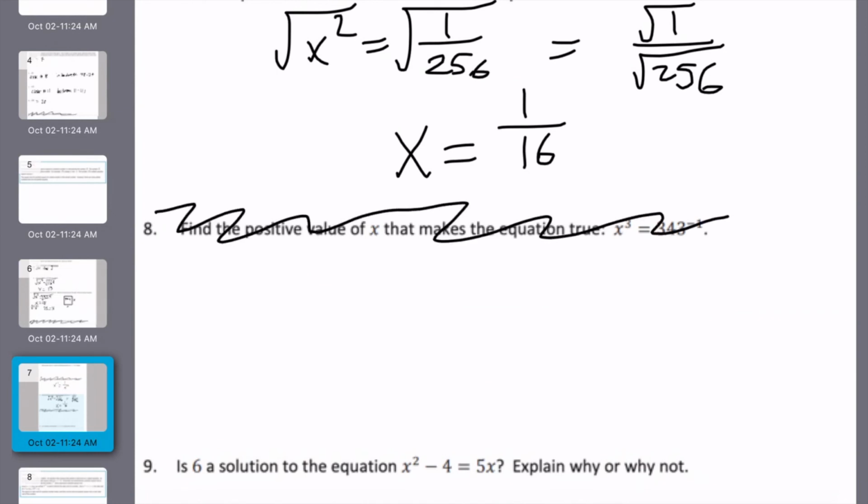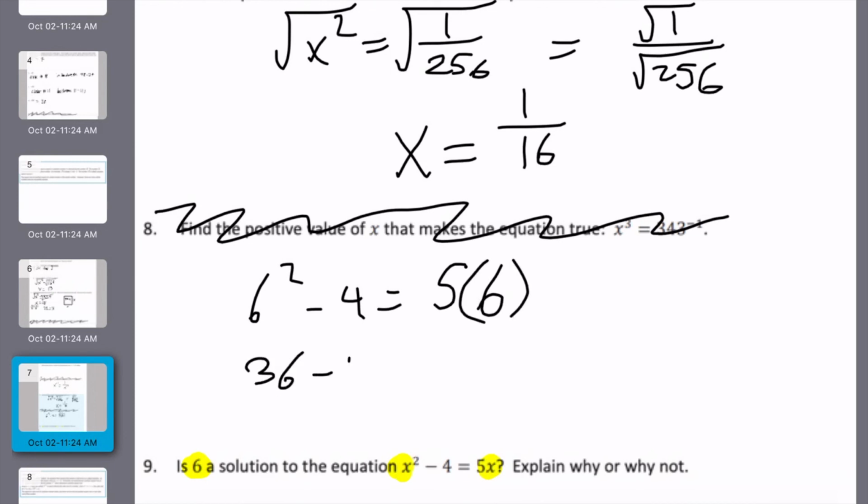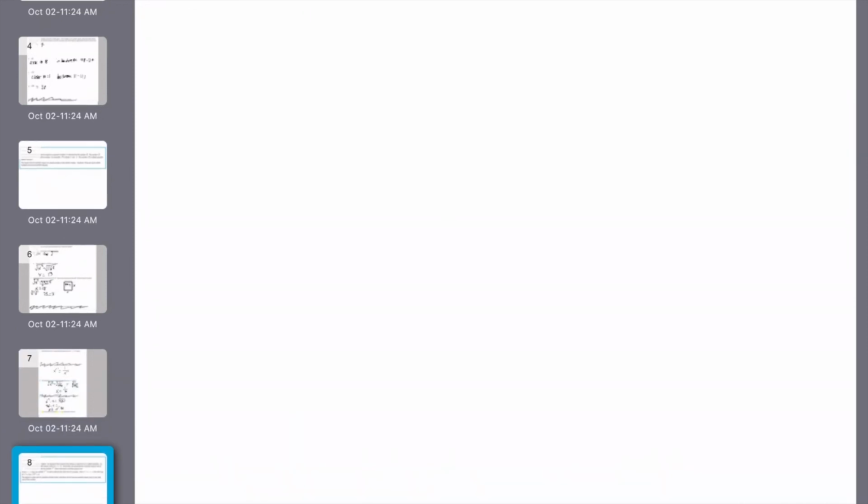Is 6 a solution to the equation x squared minus 4 equals 5x? The really nice thing about this problem is that they already tell us what they think the answer might be. So we just have to take that answer and substitute it in for our missing variables. So is 6 a solution? I put in 6 wherever I see an x. So I have 6 squared minus 4. Does that equal 5 times 6? Well, 6 squared is 36 minus 4 equals 32. And 5 times 6 equals 30. So they are not the same. And explain why or why not? Well, we just did the work there. And that's essentially the end of that as well.